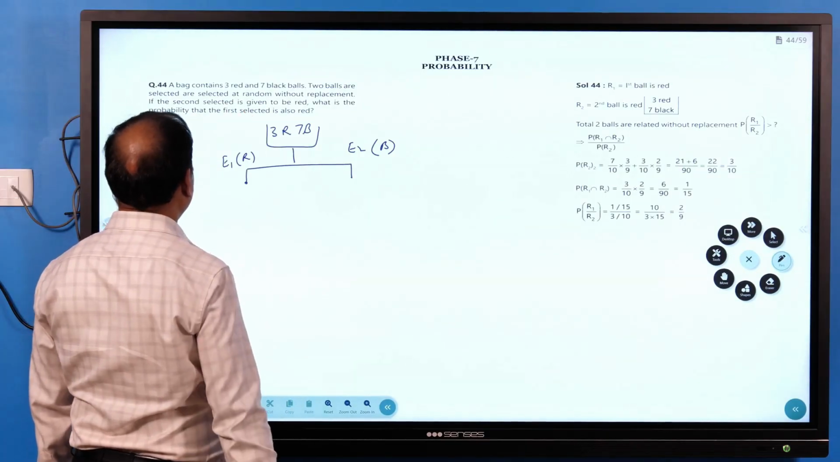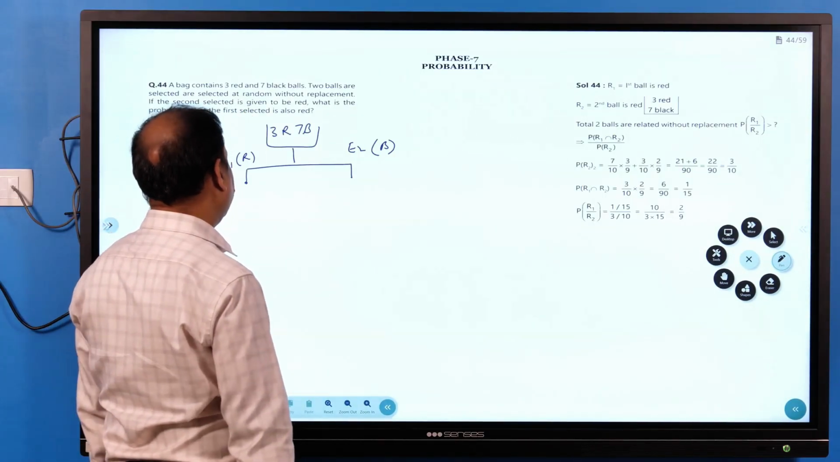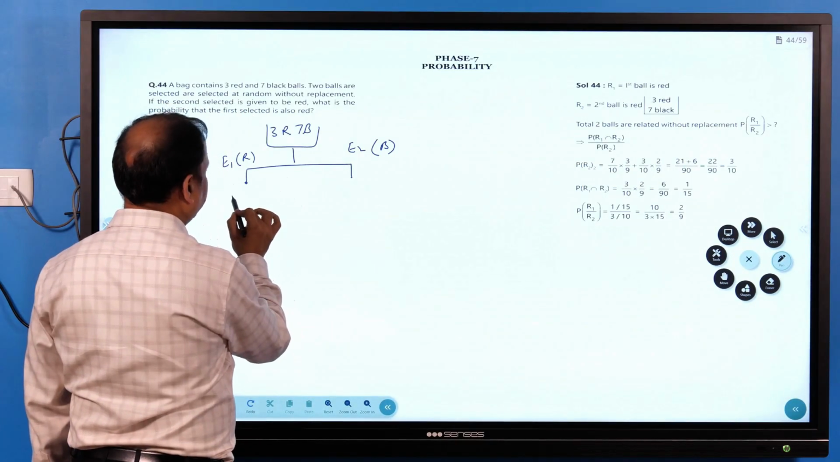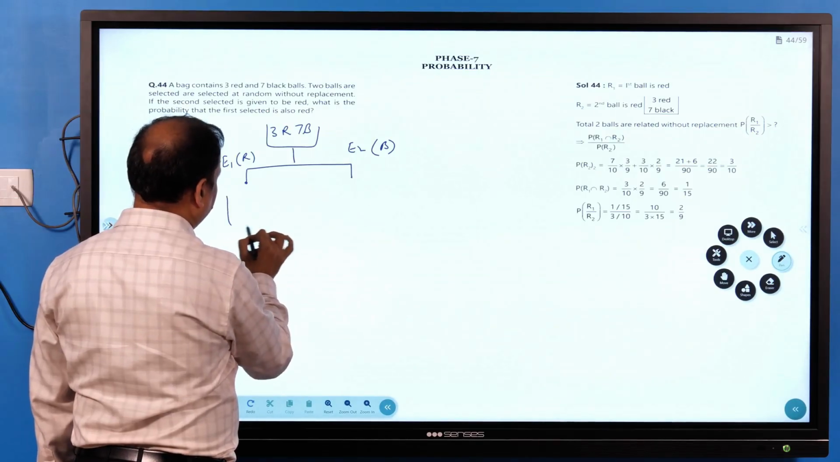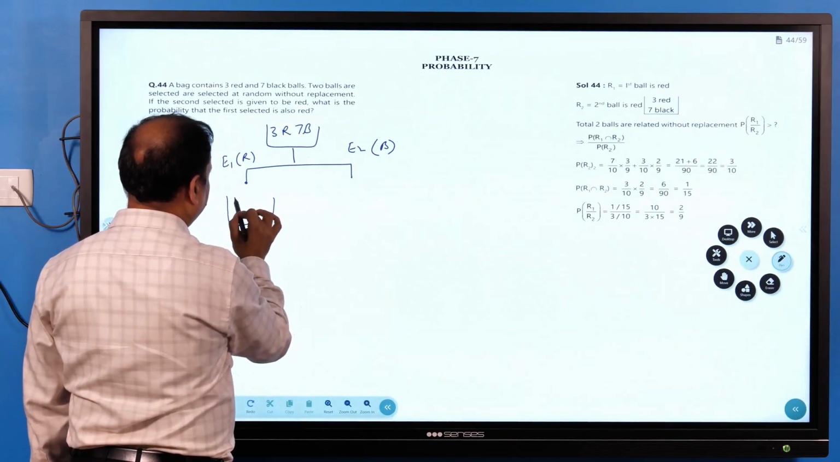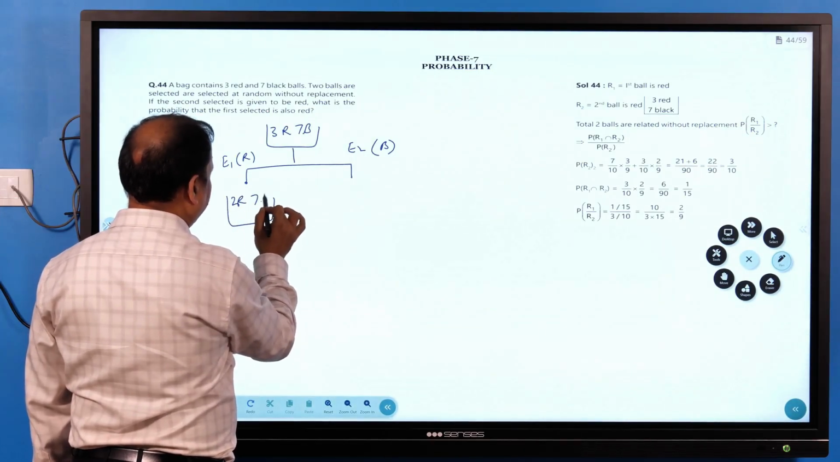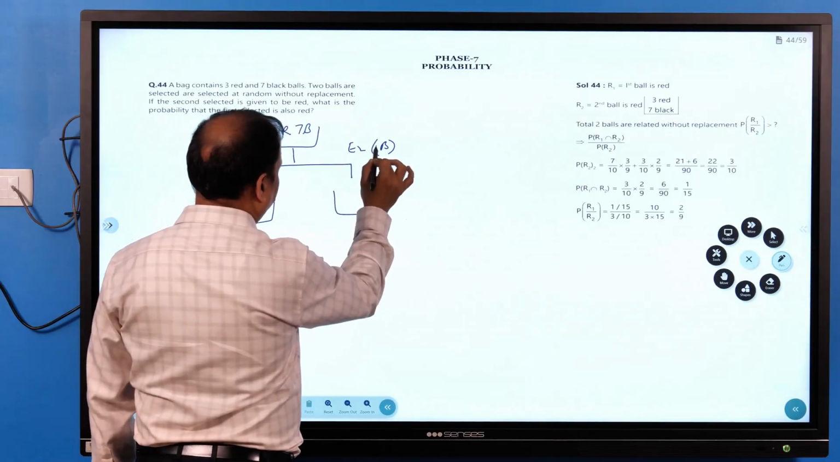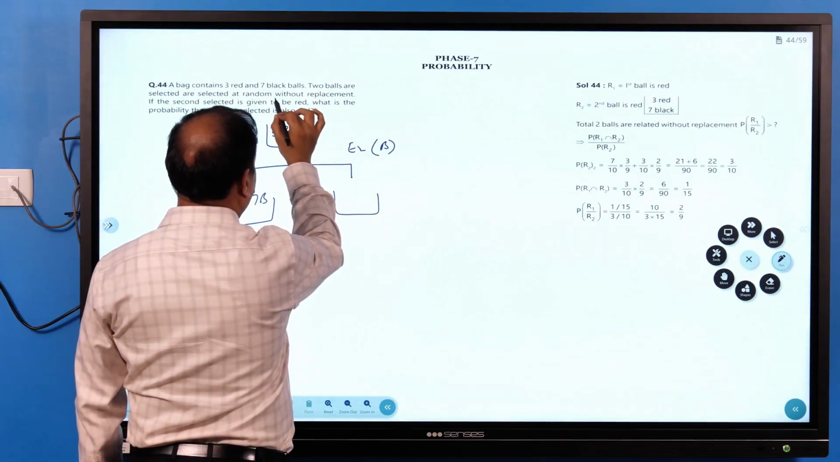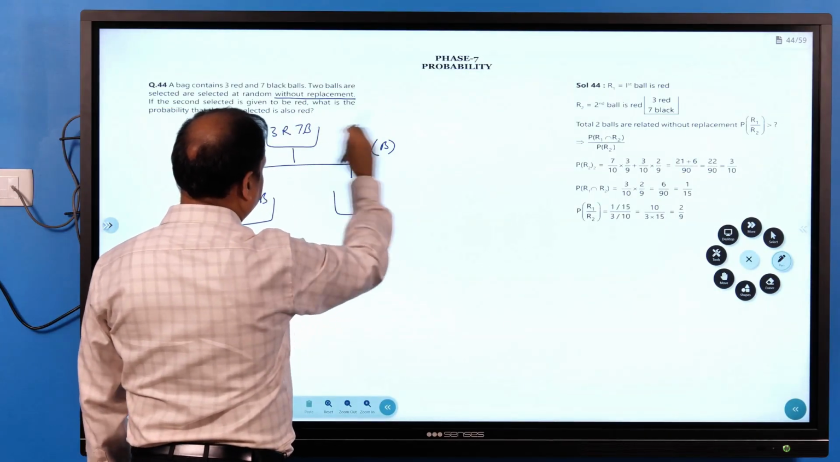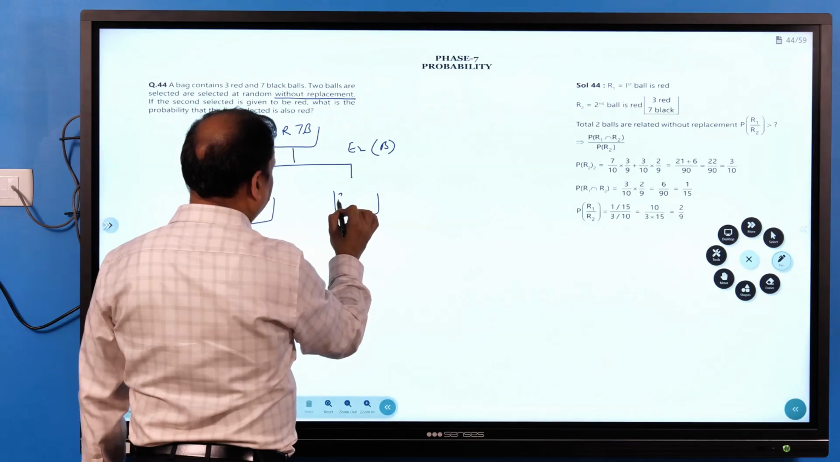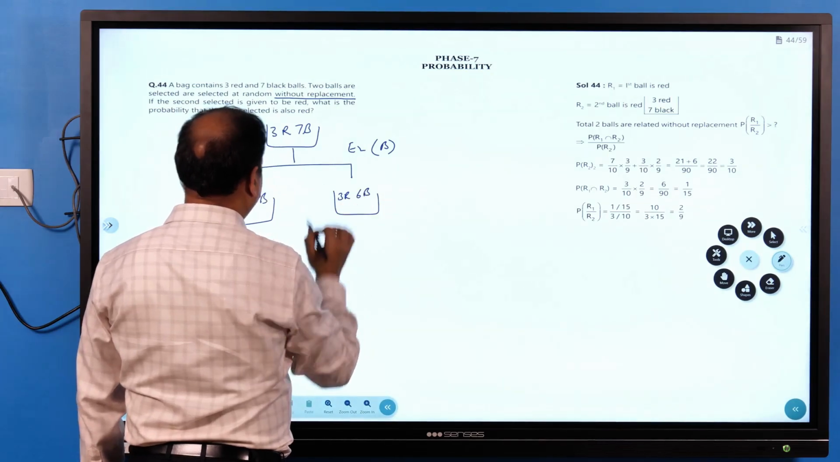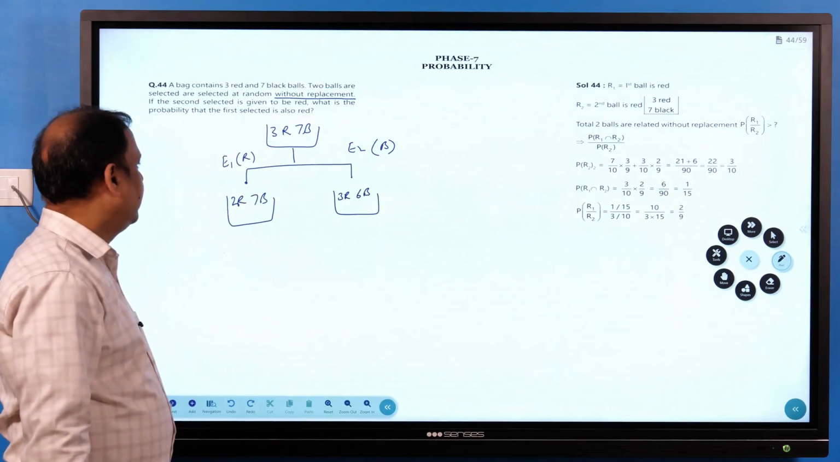Two balls are drawn at random without replacement. So after this event, what will be the bag composition? If the first one is red, without replacement, it will be 2 red, 7 black. And if the first is black, I'm not replacing it, black is taken out and put outside, so 3 red, 6 black. This is the composition after that.